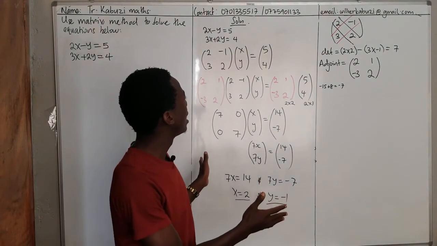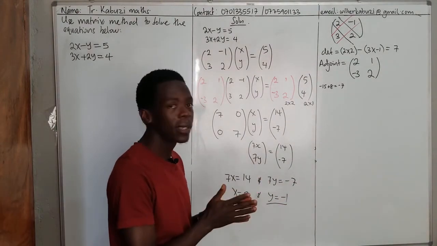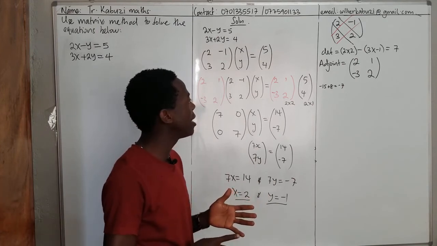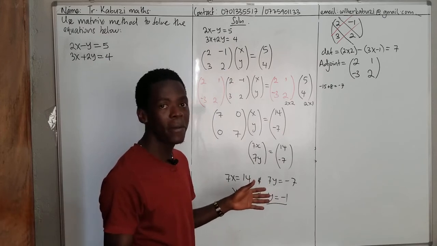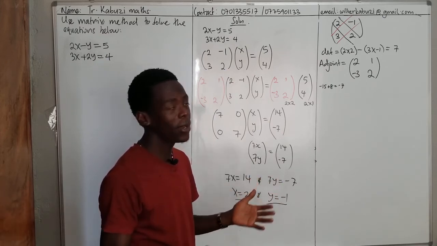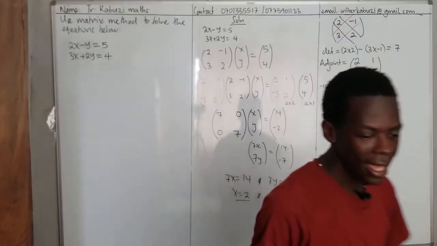Now this was a number which was dealing with solving simultaneous equations using the matrix method. But we said you can use substitution, you can use elimination, you can use the graphical method. There are many, depending on the choice, but this one is so common.